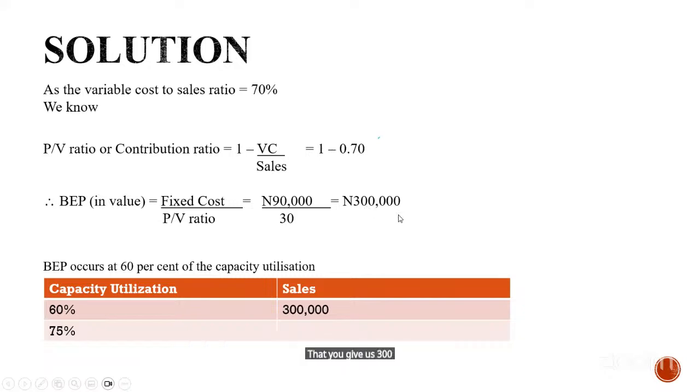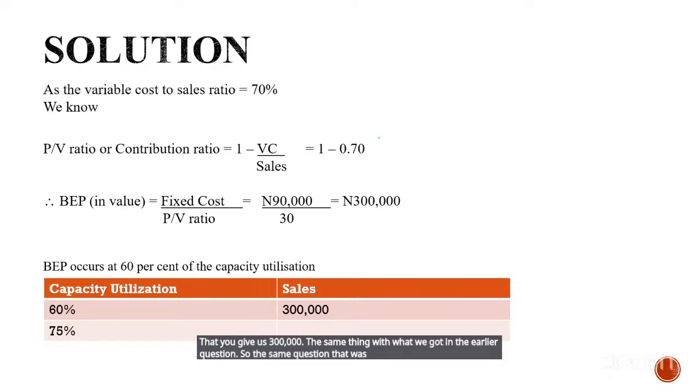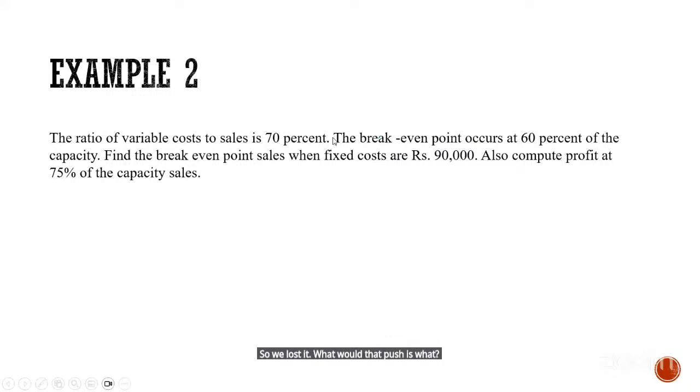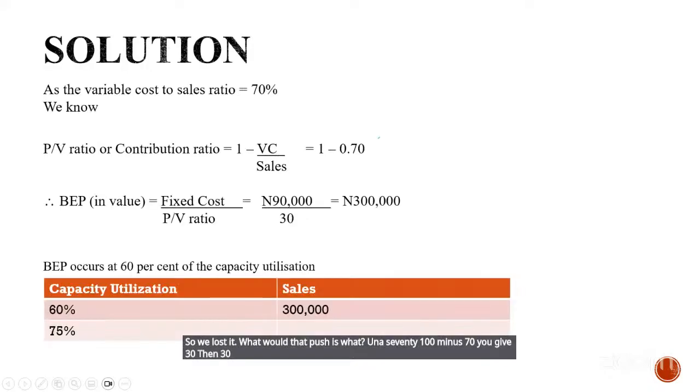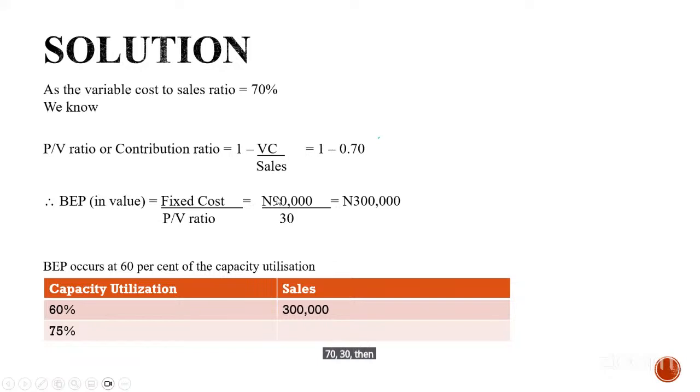The same thing with what we got in the earlier question. So the same question was twisted to get this question out of it. So we now say 100 minus 70 will give 30. Then what will be left there? That is, your fixed cost is 90 divided by 30. That is 100 minus 70, which is 30. Then divide by this. 90,000 divided by this will give us 300,000.